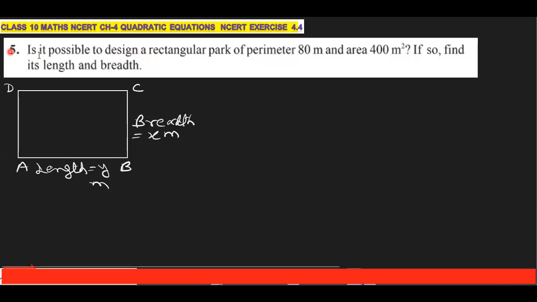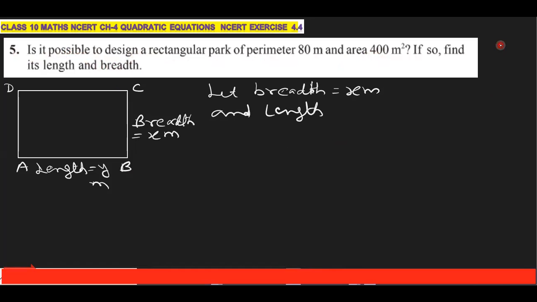Question number 5. Is it possible to design a rectangular park of perimeter 80 meter and area 400 meter square? If so, find its length and breadth. So let the breadth of the park be x meter and length be y meter.